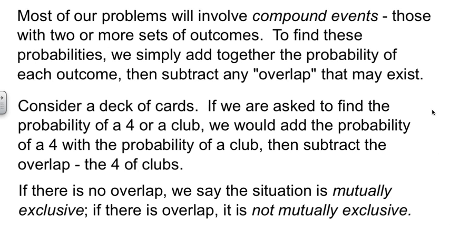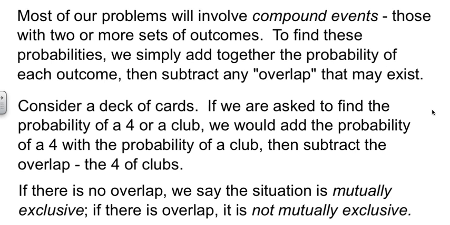Now that's just a simple event. That's only one thing happening. Most of the problems are going to involve what's called compound events, where you have 2 or more things going on. And to find these probabilities, we add together each thing separately and then subtract out any overlap that there may be. You don't want to double count things.